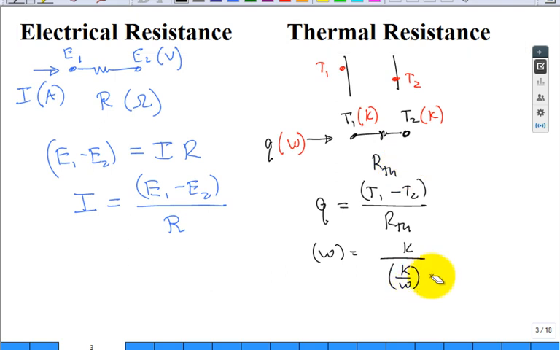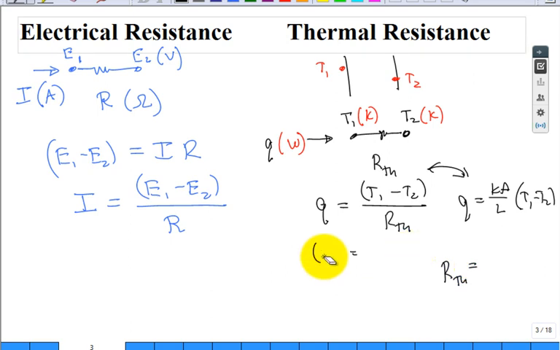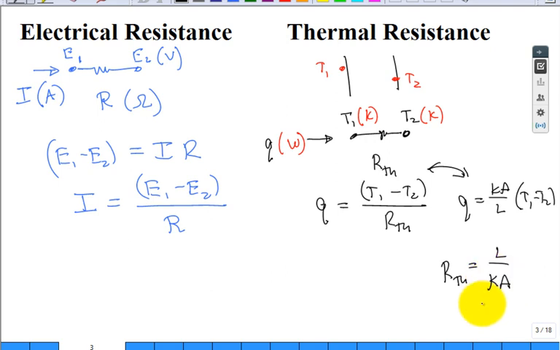Now, how are we going to get it? Well, we go back to the equation we just derived. What did we derive? We derived that Q was equal to Ka divided by L times T1 minus T2. Isn't that our equation that we just derived? Can you just stare long enough and figure out what R is? R thermal is equal to, let me get rid of the units here. R thermal is equal to L divided by Ka.